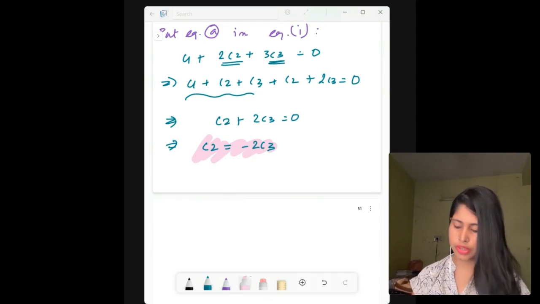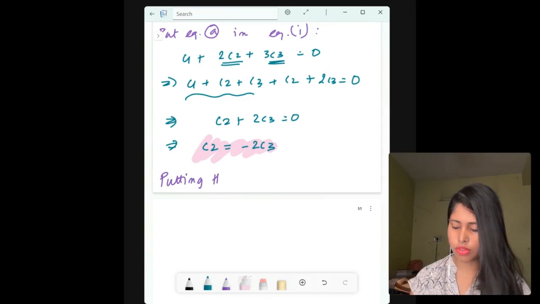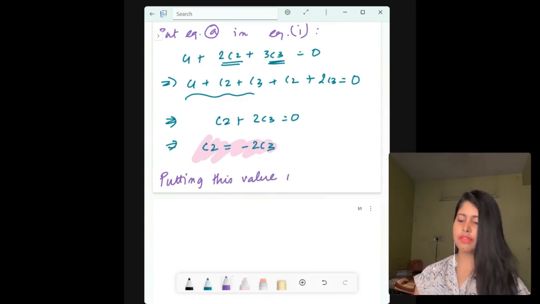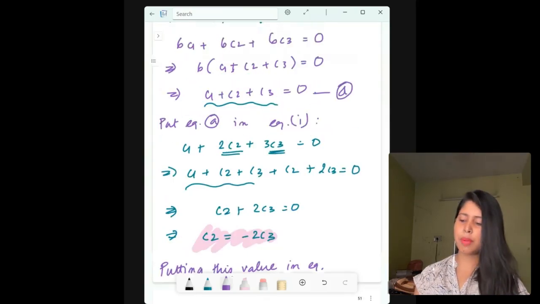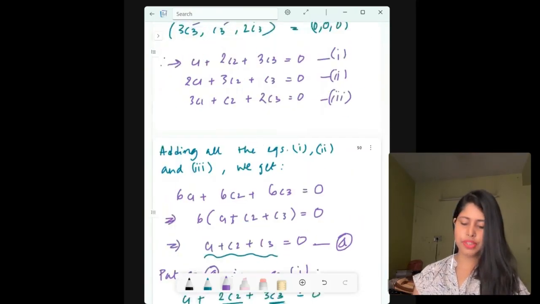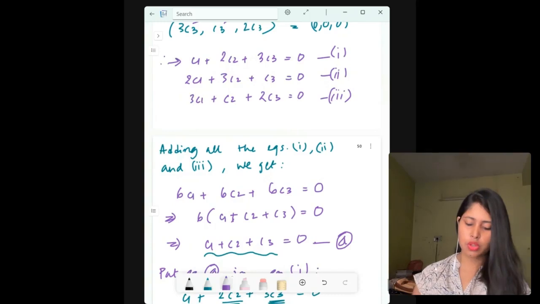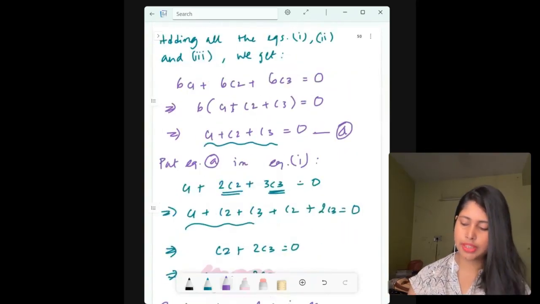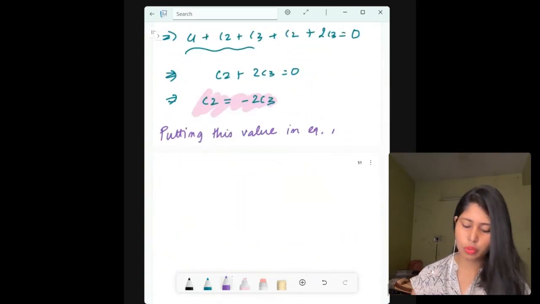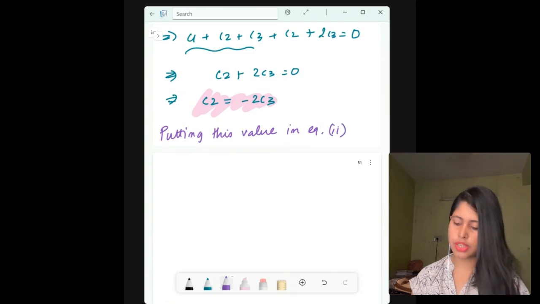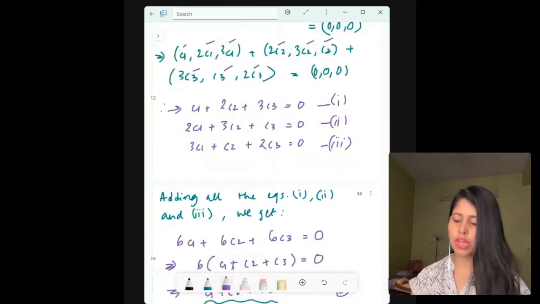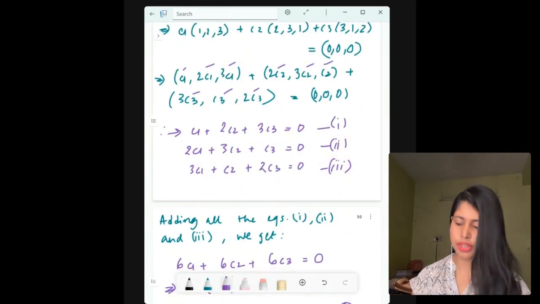Now we will apply this relation in the next equation. Let's take a different pen. Putting this value in equation number 2, we will benefit from it. So let us see how we get that in equation number 2. What is our equation number 2? It is 2C1 plus 3C2 plus C3, right?